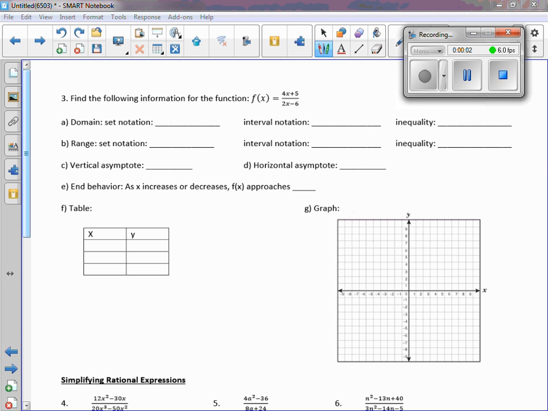This is the second half of the final exam part 3 review. This is the back half of the page of part 1, which you probably just saw that video. So let's get started with number 3.